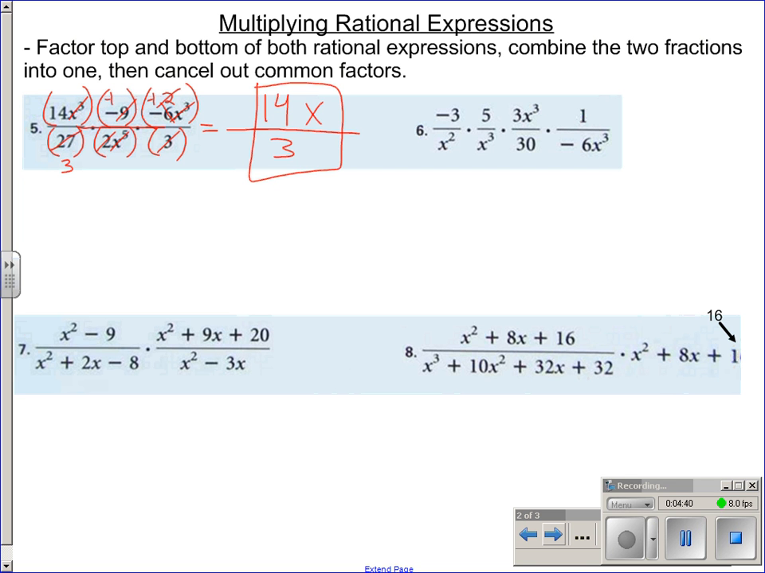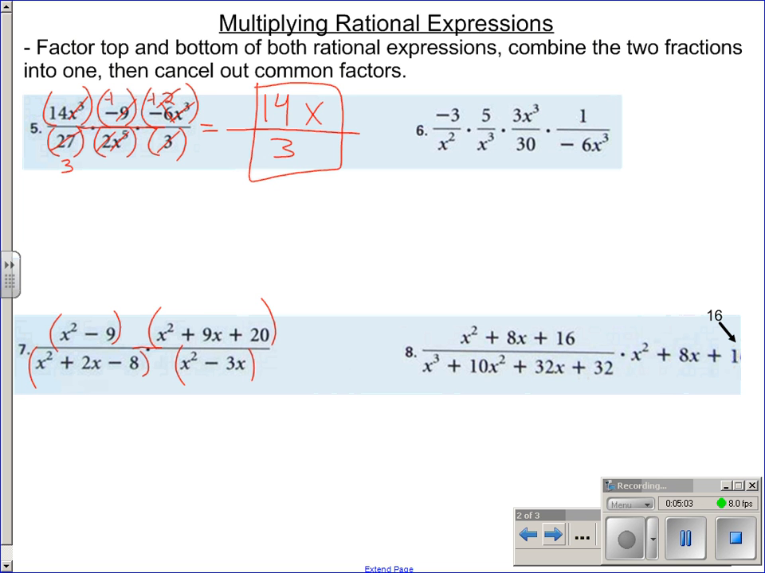Let's look at number 7 here. A little bit more to this one, but you are multiplying fractions, so you could, I don't recommend this, but you could multiply those two factors together in the numerator and get this big old x to the 4th function. Don't do that, please. You're making much more work for yourself. Instead, break these things down into their factors.